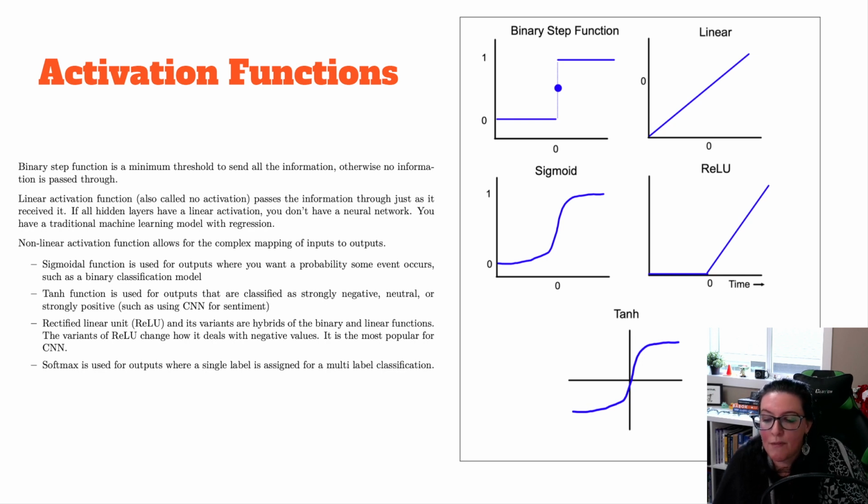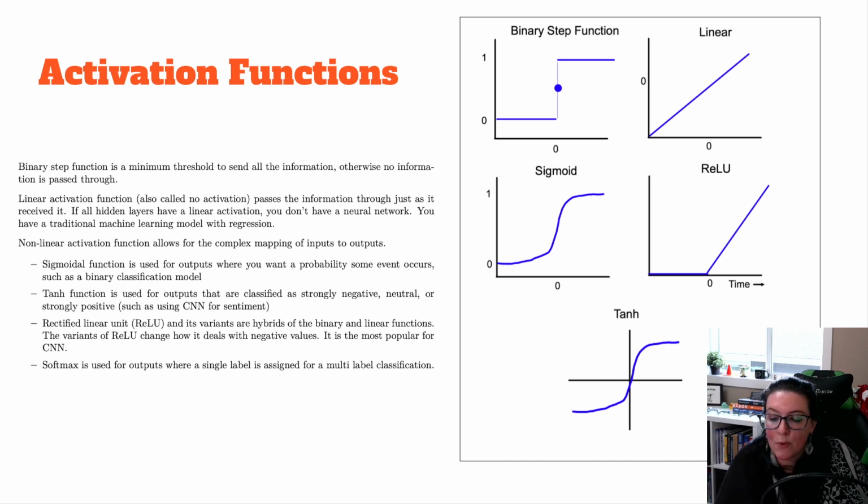If you're doing a CNN for sentiment, then you're going to use a tanh function. A tanh function is for where you have strongly negative, neutral, strongly positive. So we are going to use the tanh function to output for those. We'll look at that when we do our sentiment analysis with CNN.